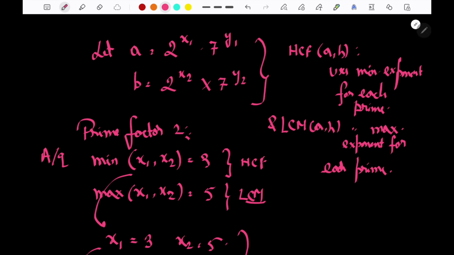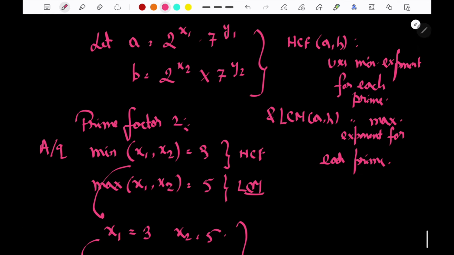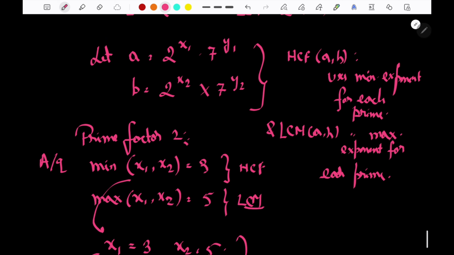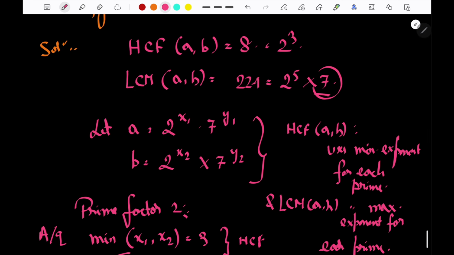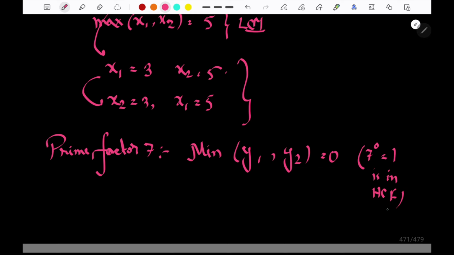What about prime factor 7? So for prime factor 7, we can do one thing. Here it is y1 and y2, and for 7 there is only LCM which is coming as 7. So minimum of y1 y2 will be 0. Why? Because 7 to the power 0 is equal to 1 is in HCF, and maximum of y1 y2 is equal to 1. Why? Because again 7 to the power 1 is in the LCM. So I am talking only of the exponents.